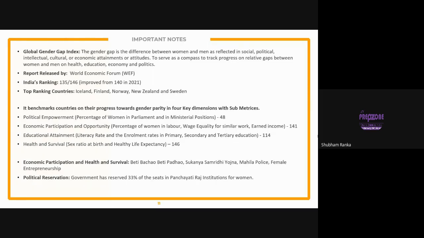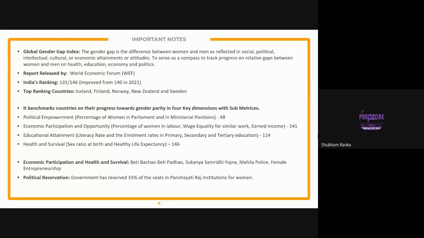Second would be economic participation and opportunity. Now, percentage of women in labor, wage equality for similar work, and earned income. Those are the things that we measure through economic participation. So when you discuss about job gender discrimination, wage inequality is something that it measures, but how many people you are employing in all the offices or everything, उसमें बहुत effective नहीं है. But again, it measures everything in terms of the women in labor, wage equality, earned income, things like these.